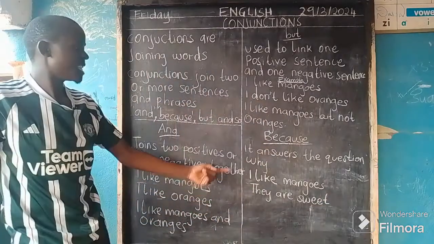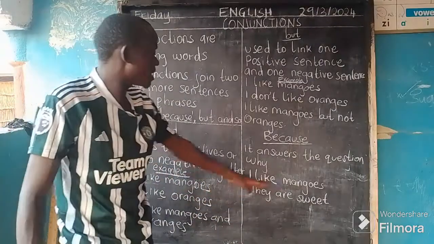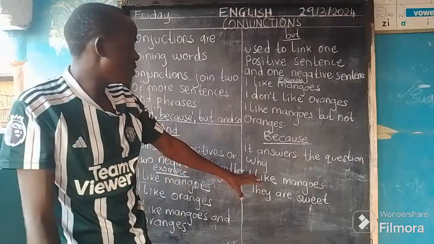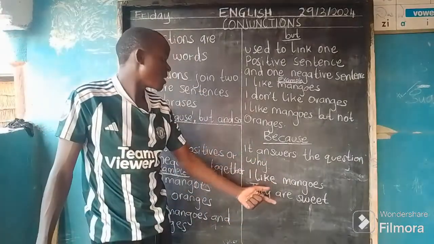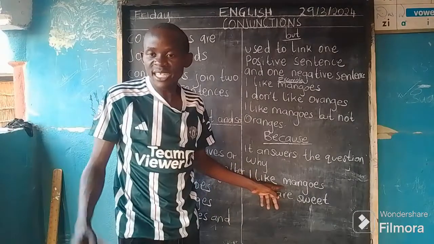I like mangoes. They are sweet. These are two sentences, and being two sentences, they have to be put together using a conjunction. So the conjunction because comes in.